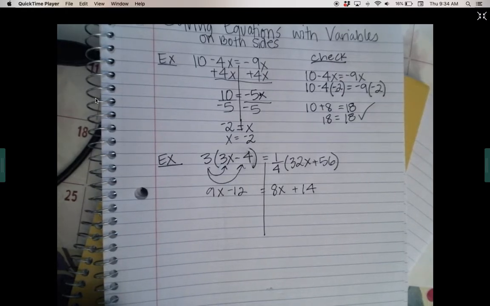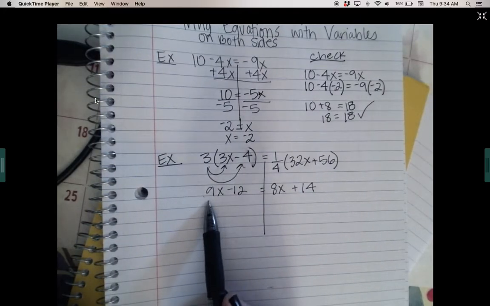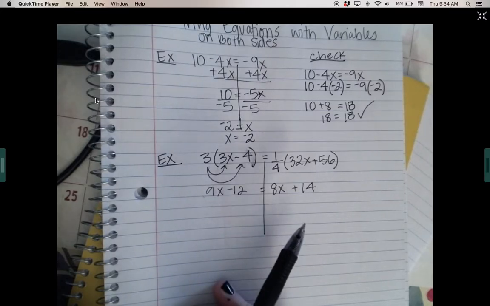Okay, so now I have a problem that looks pretty similar to the top one. So I want to get my variable terms to one side. You could subtract the 9x and bring it over here. You could subtract the 8x and bring it over here. It doesn't matter, you'll get the same answer. But I don't want to work with negatives unless I have to.